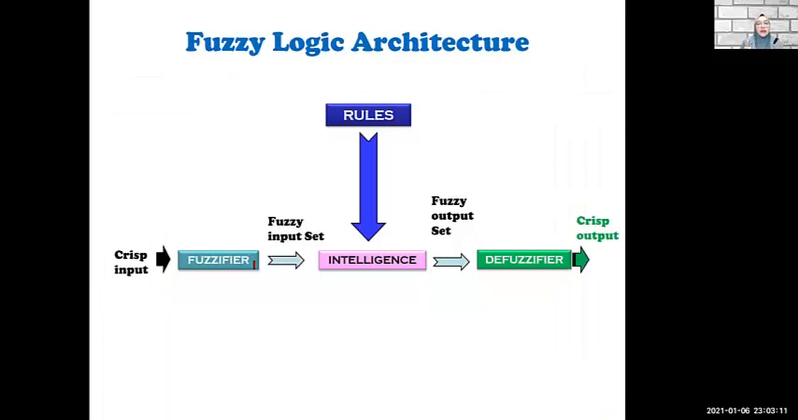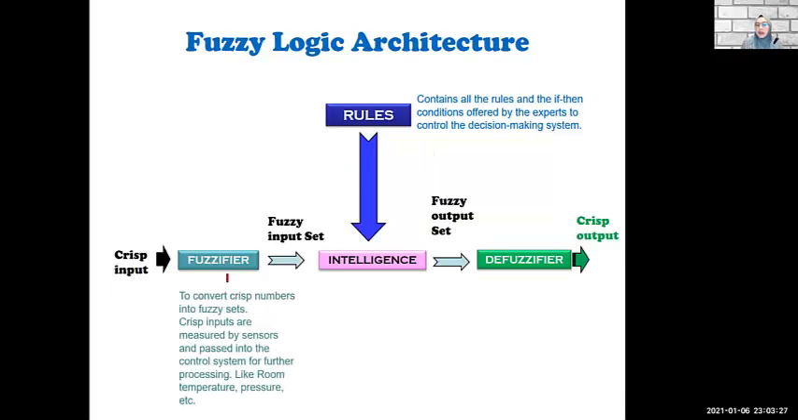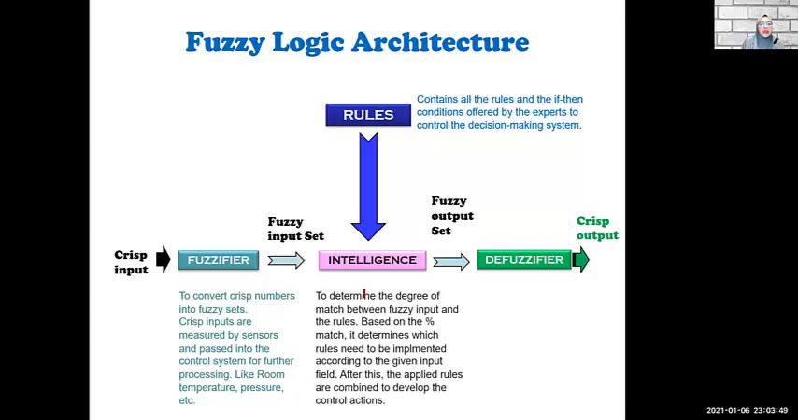There are 4 components in fuzzy logic architecture. So the first is rules. The rules contain all the rules and the if-then conditions offered by the expert to control the decision-making system. Then we have a crisp input fed into the fuzzifier. This is to convert the crisp number into fuzzy set. Crisp inputs are measured by sensors and passed into the control system for further processing, like room temperature, pressure, and so forth. Then the third component is intelligence.